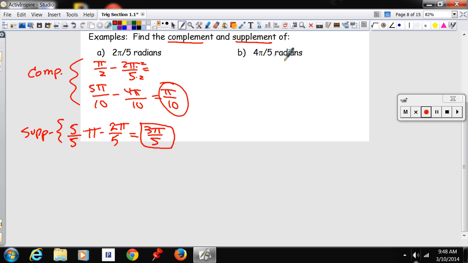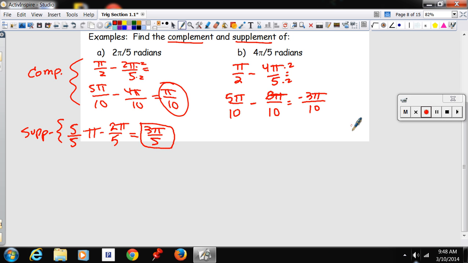All right, what about 4 pi over 5? Last one here. We want to take pi over 2 and subtract 4 pi over 5. Let's get a common denominator again. What's it going to be? Common denominator will be 10 again. Okay, this is going to be 5 pi over 10. When I multiply these by 2, 8 pi over 10. So 5 pi over 10 minus 8 pi over 10. What's 5 minus 8? Negative 3 pi over 10.